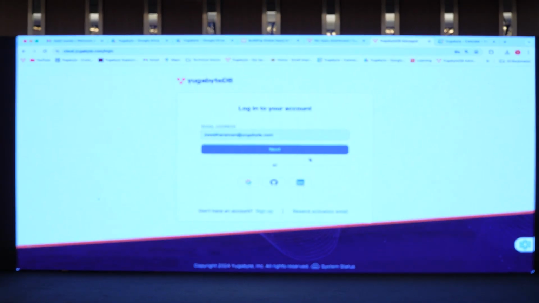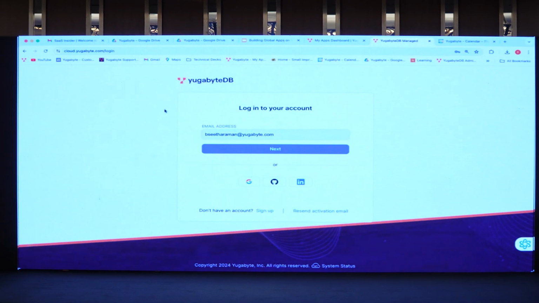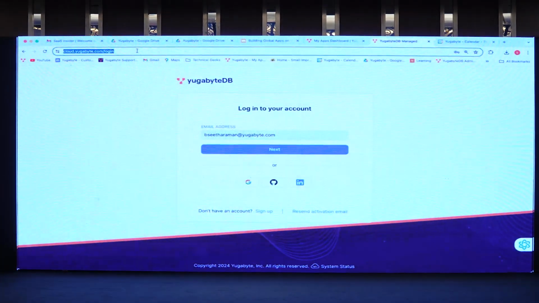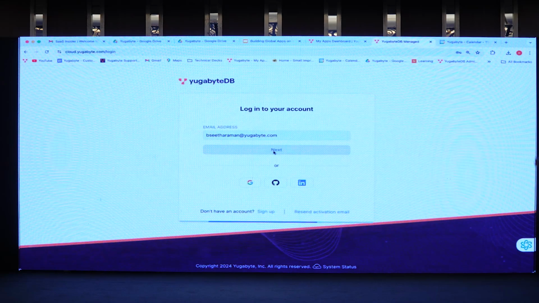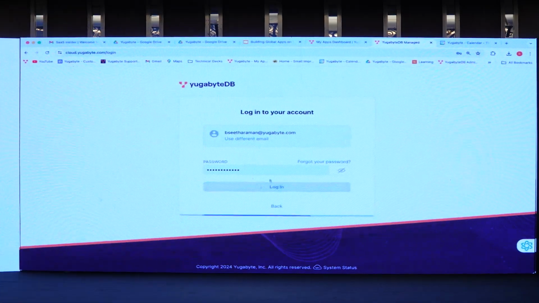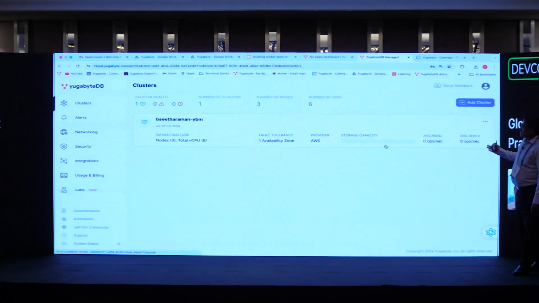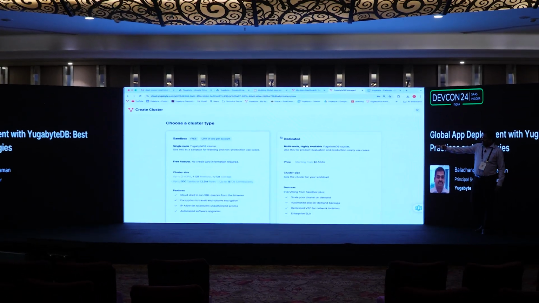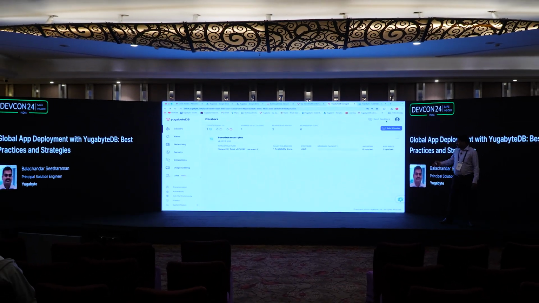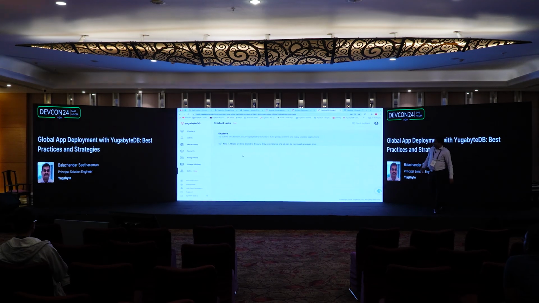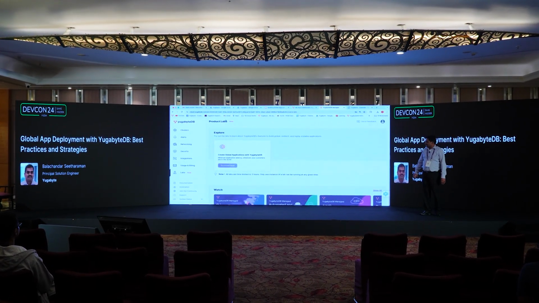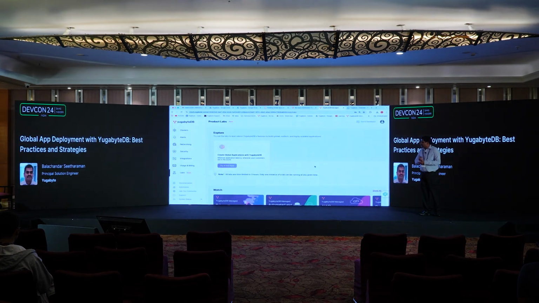This is Yugabyte Managed, and you are signing in. As soon as you go to cloud.yugabyte.com, you can sign in with any of your social logins. Let's say I am using my organization ID and entering it. I can add my cluster with the free tier or my paid tier using Yugabyte. For one of the lab exercises, we put it as a global cluster, which we are going to create. This is the cluster we created for the global application.